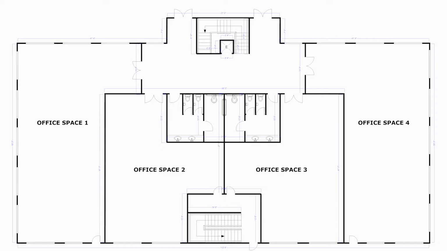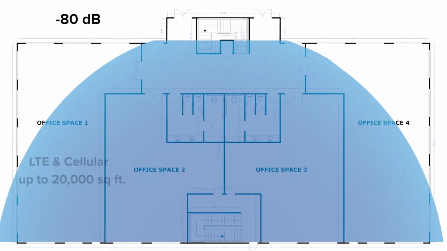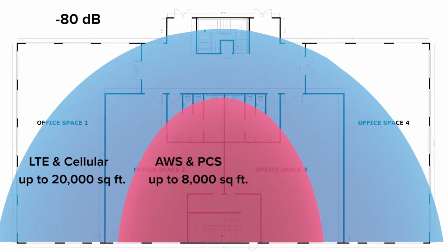Higher frequency ranges are weaker than lower frequency ranges. The higher you get, the weaker the signal. For example, an incoming signal of -80 dB could provide enough coverage for up to 20,000 square feet on the LTE and cellular bands, but only up to 8,000 square feet on the AWS and PCS bands.